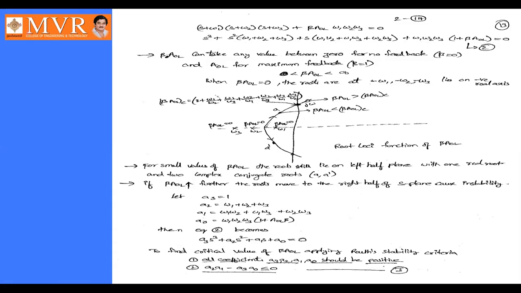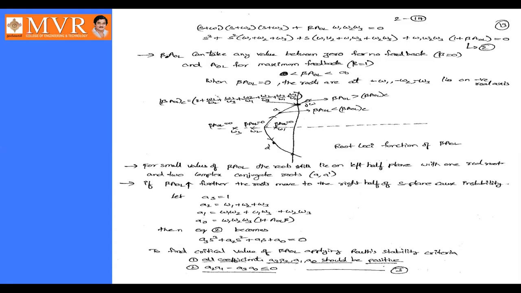Here we are going to take common this omega 1, omega 2, omega 3, and we are going to get 1 plus beta into AOL. So we are going to consider this equation as equation number 2. So beta into AOL can take any value between 0 for no feedback and AOL for maximum feedback.